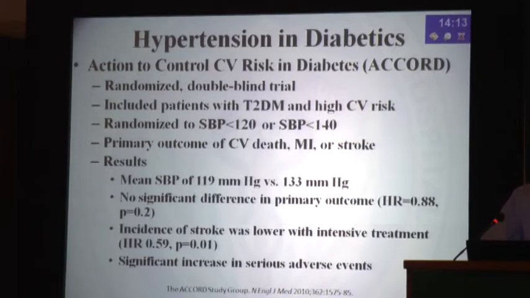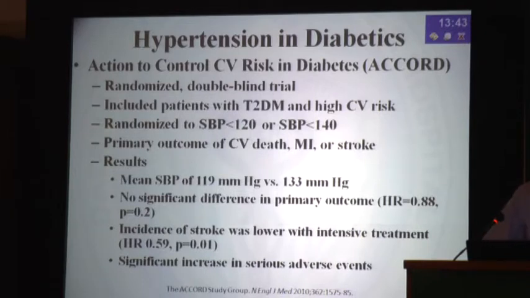The ACCORD trial, which had three arms, the arm for glycemic control, the arm for lipid control, and the arm for blood pressure control, was a randomized double-blind trial, and it included all patients with diabetes who had a high cardiovascular risk. Now they were randomized for a target systolic BP control of either 120 or 140. The primary outcome was measured in terms of cardiovascular death and/or stroke.